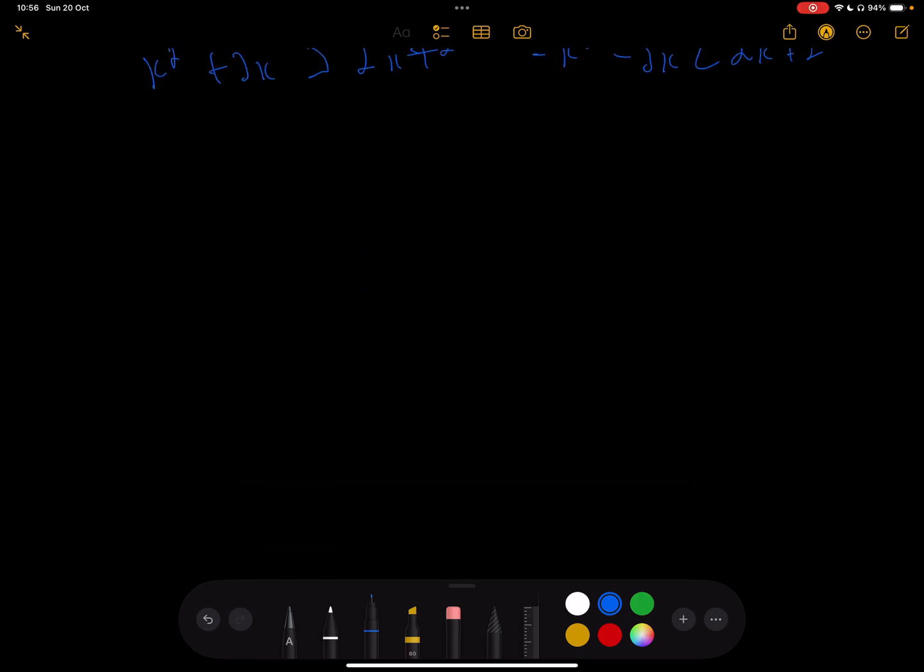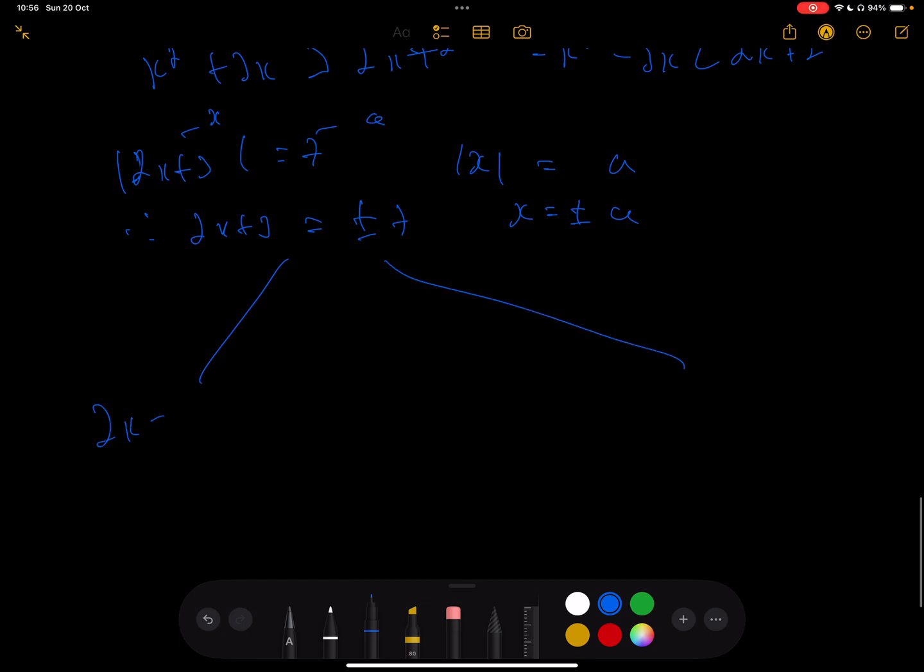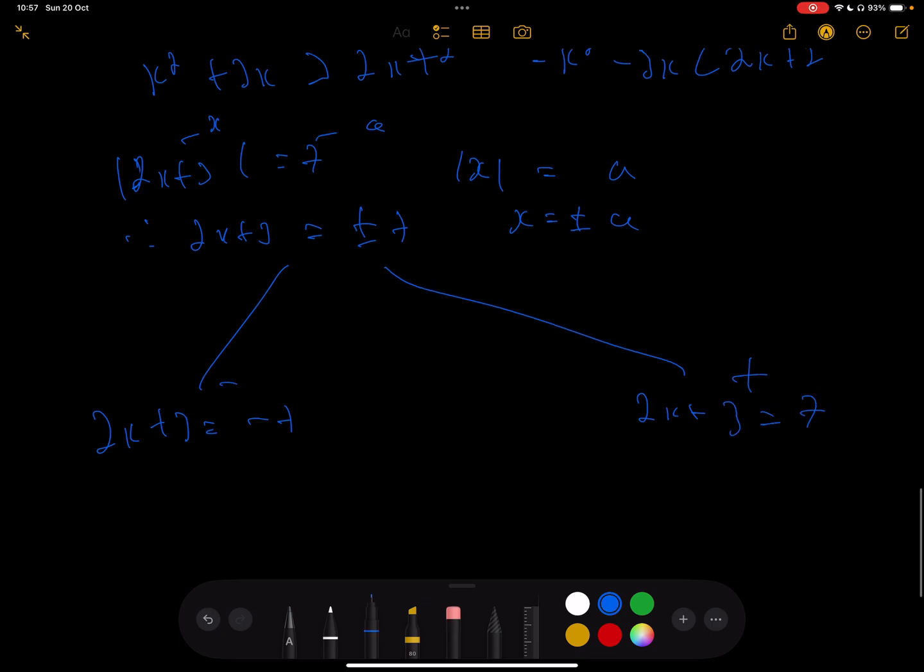Let's say we have the modulus of 2x plus 3 is equal to 7. Then, therefore, 2x plus 3 is equal to plus or minus 7. This can be our x, this can be our a. But we know that if the modulus of x is equal to a, then x is equal to plus or minus a, right? So this leads us down two routes. We have one where 2x plus 3 is equal to minus 7, and we have one where 2x plus 3 is equal to 7. It's our negative side and our positive side, obviously.